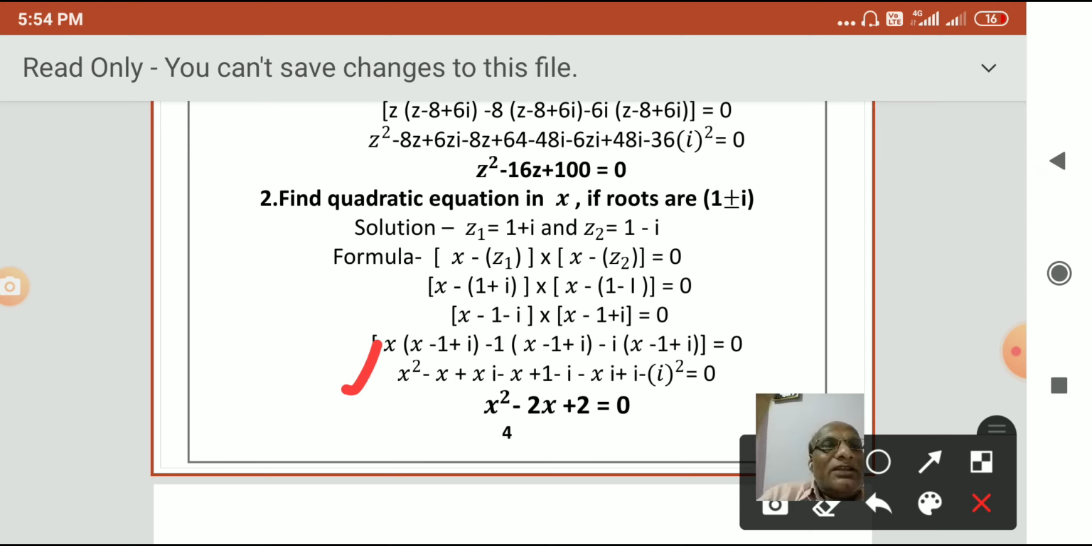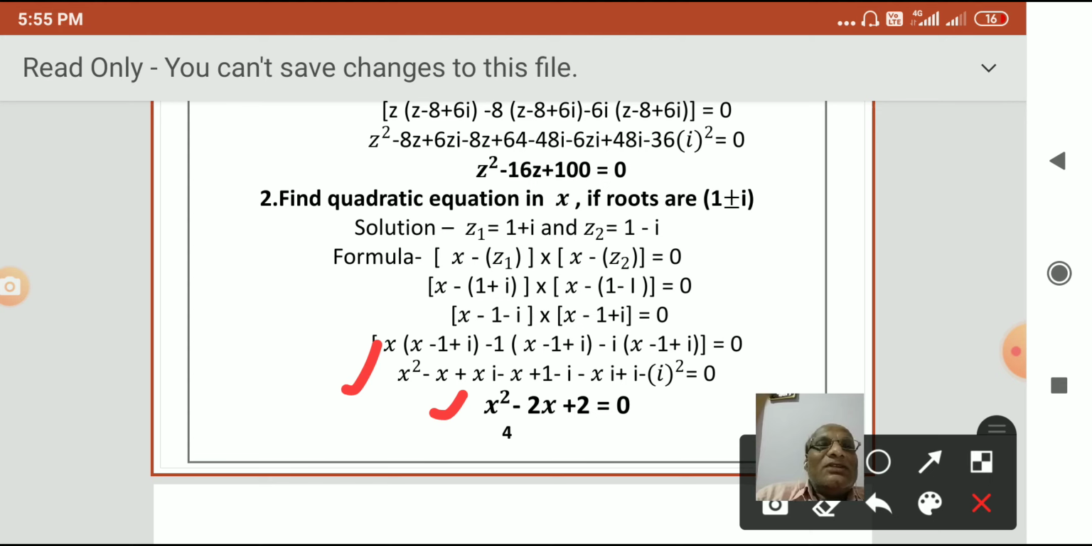Now the third bracket: minus i into x, so minus xi; minus i into minus 1, minus minus becomes plus, so i; and the last one is minus i square, which is equal to 0. Here the plus and minus terms get cancelled: xi, minus xi, minus i and plus i get cancelled. So the remaining terms are x square, minus x double term, so minus 2x, and 1, and the last term minus i square, so this is plus 1. So this is x square minus 2x plus 2, which is equal to 0.